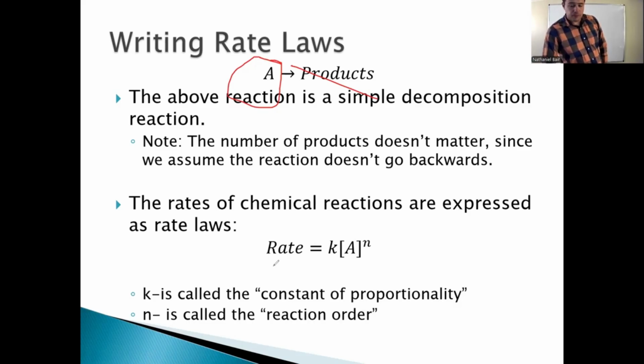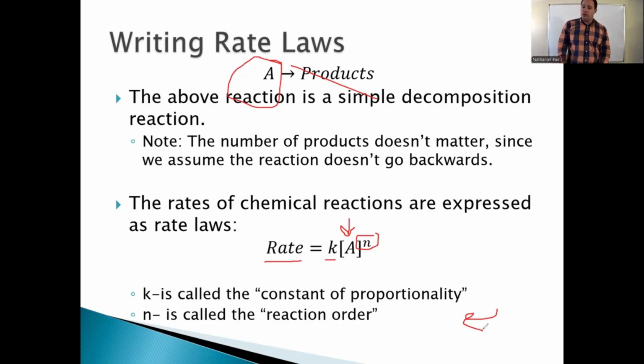How do we write a rate law? Well, the rate law is always written as the rate of a reaction equals some constant. This is called the rate constant or constant of proportionality, times the concentration of each reactant, so the molarity of each reactant, raised to some exponent called the reaction order. Now we'll talk about how to get the reaction order. That's actually the rest of tonight, really, talking about the initial rates method for getting reaction orders.